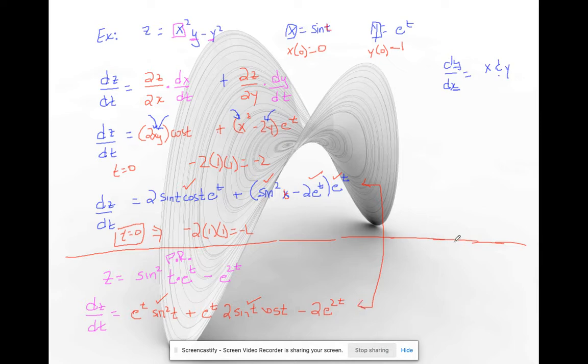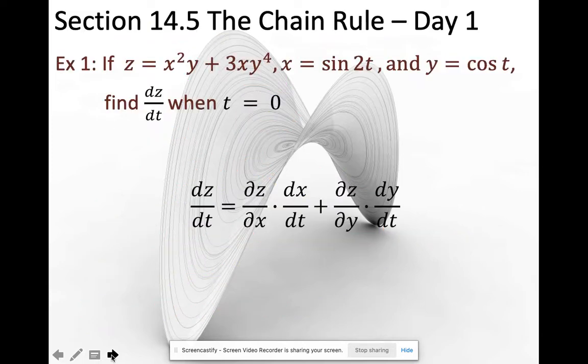Okay. But you're not always going to do that, right? Or want to do that, because it's going to get a little bit more complicated. Before it gets more complicated, let's try another example together. You might want to pause the video and see if you can do this one yourself. But notice I asked for dz dt. X is defined only in terms of t. Y is defined only in terms of t.